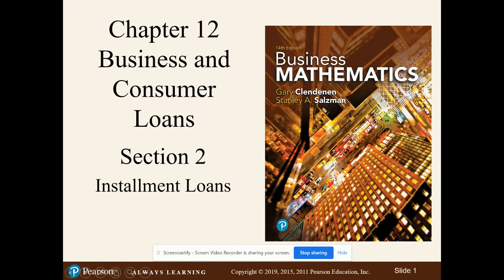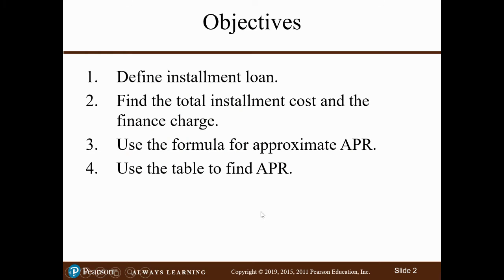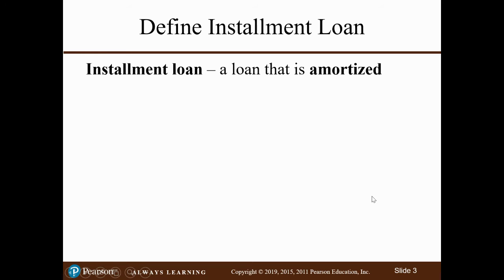All right, guys, I'm going to go through some definitions primarily in the PowerPoint, and then I'm just going to work through some examples in MyMathLab for section 12.2. In this section, we're talking about installment loans, and we're going to be calculating approximate annual percentage rate, APR, and an exact APR. Those are two different things. They're similar, but they are different. So pay attention when we get to the differences there.